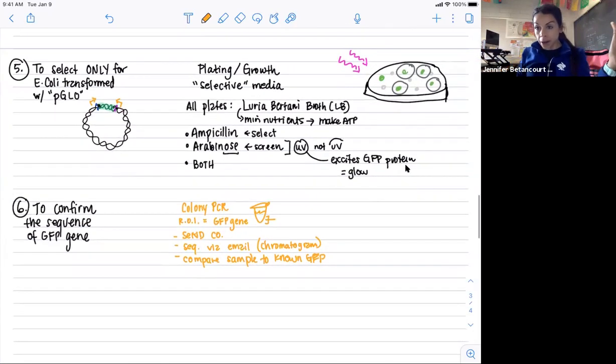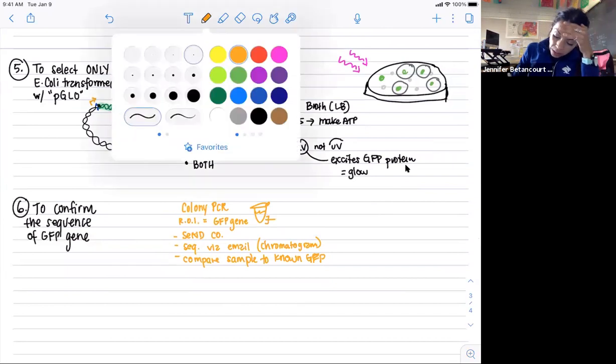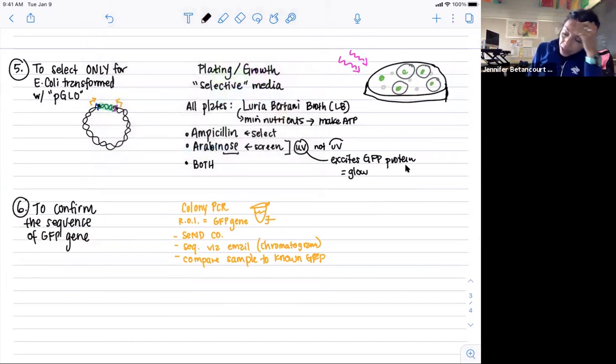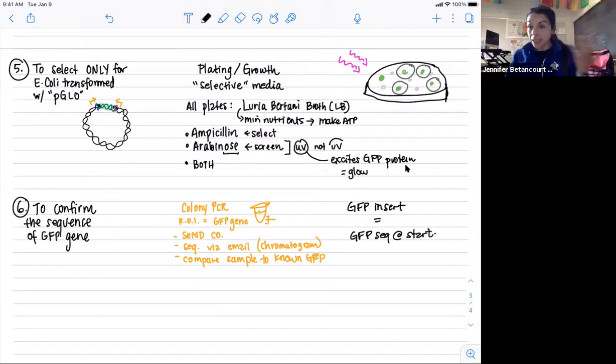So what are the desired results? The desired result is that your insert, your GFP insert, is the same as the GFP sequence that you started with. Assuming that that's true, now you can proceed.